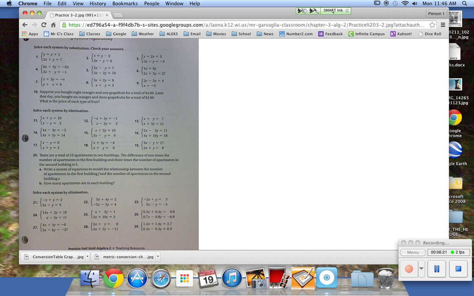Elimination. x plus y equals 10, and x minus y equals 2. Elimination means we're going to eliminate one of the variables. We're going to either add or subtract the equations to be able to eliminate one of the variables.